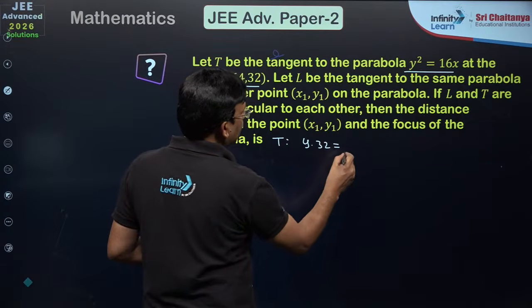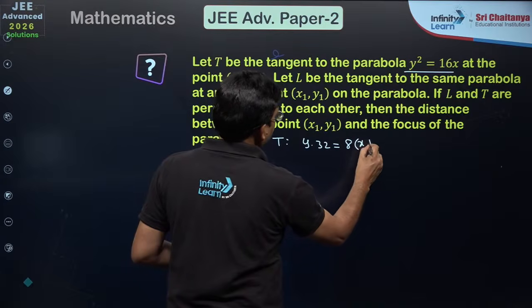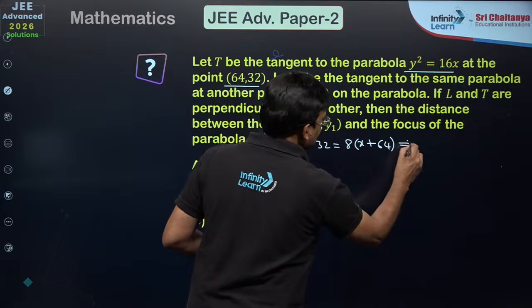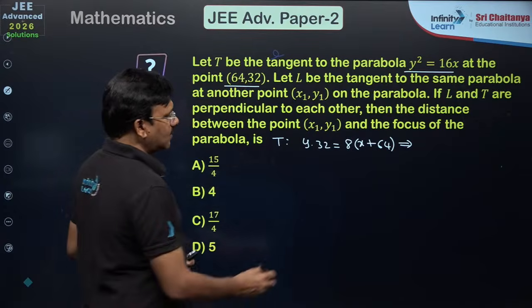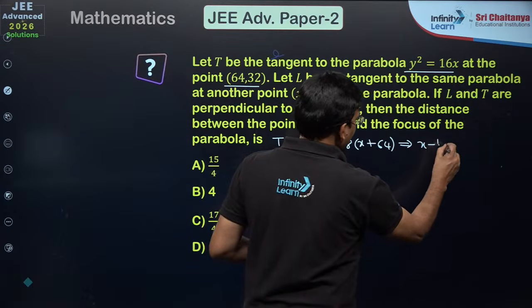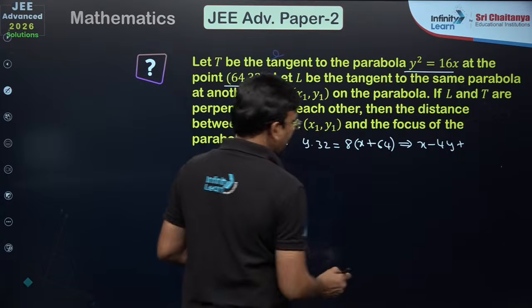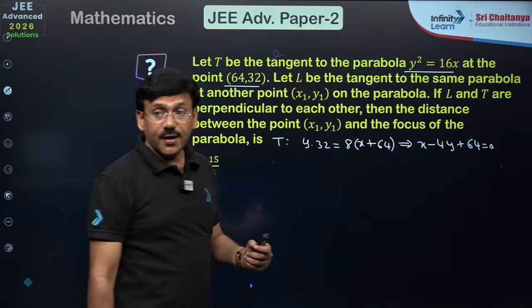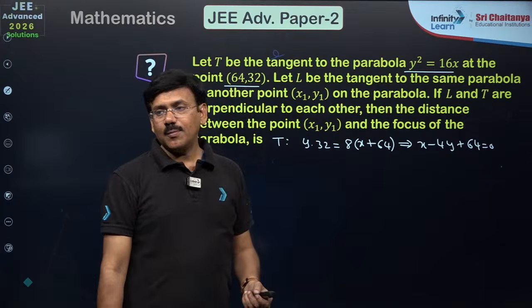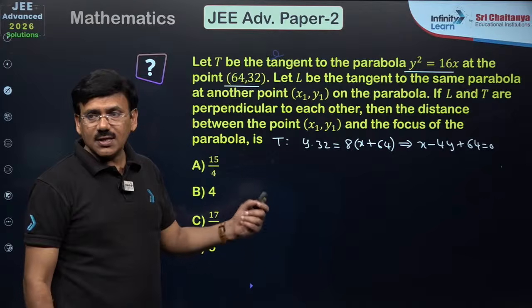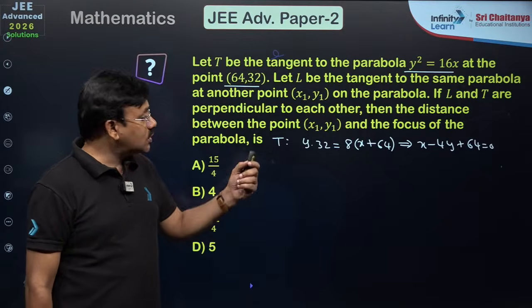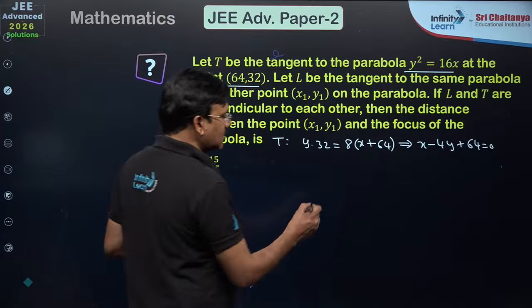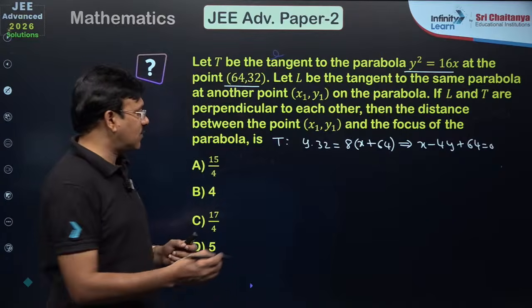y1 is equal to 8 into x plus x1, which gives 4y, that is x minus 4y plus 64 equal to 0. Now, this is the tangent to the parabola with slope 1 by 4. So, a line perpendicular to this will have slope minus 4.